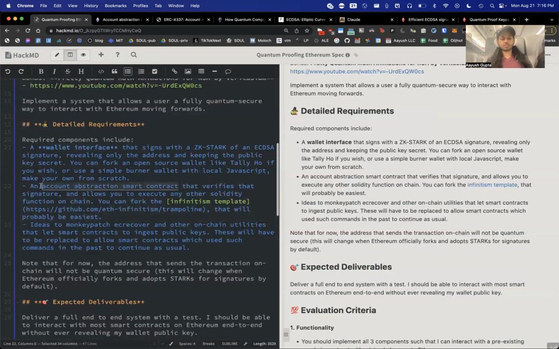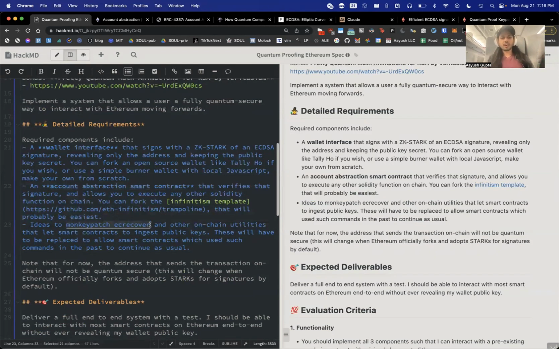The second thing you'll have to build is an account abstraction system. The idea is that you'll have to verify the ZK Stark signature and then execute whatever Solidity function is trying to be executed on chain. There's a number of templates like this ETH Infinitism Trampoline one that are easy to get started with.